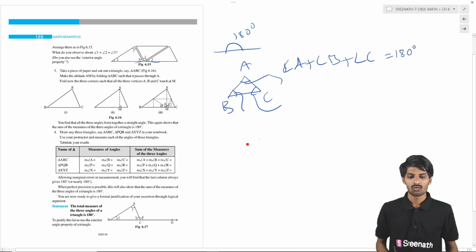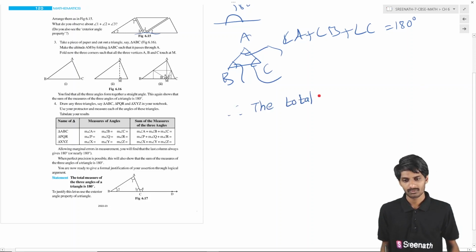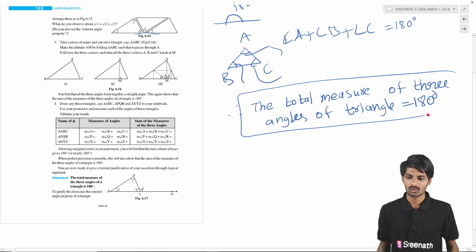So finally, what is our conclusion, students? Therefore, the total measure of the three angles of a triangle equals 180 degrees, students. So this is the conclusion, students.